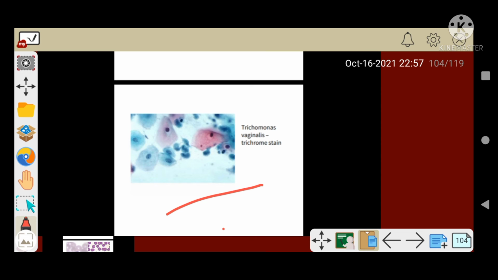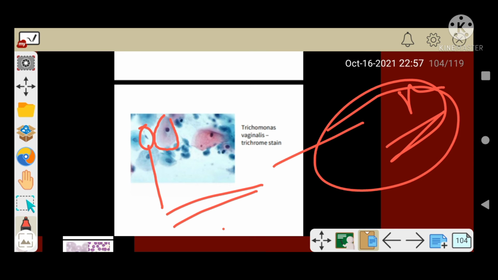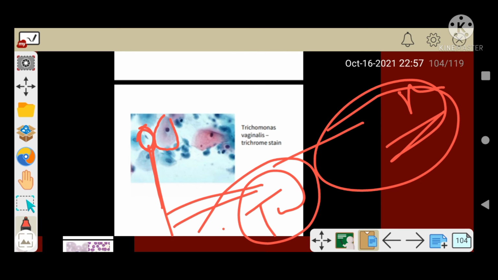So this one is your Trichomonas vaginalis, right? This is your vaginal epithelial cell, correct? And Trichomonas vaginalis is a pear-shaped organism. You can see it, this one, correct? This we have discussed, no? And this one shows strawberry vagina, and this is an STD, correct? And trophozoite is the only form. It is pear-shaped, as you can see here. This one, correct?